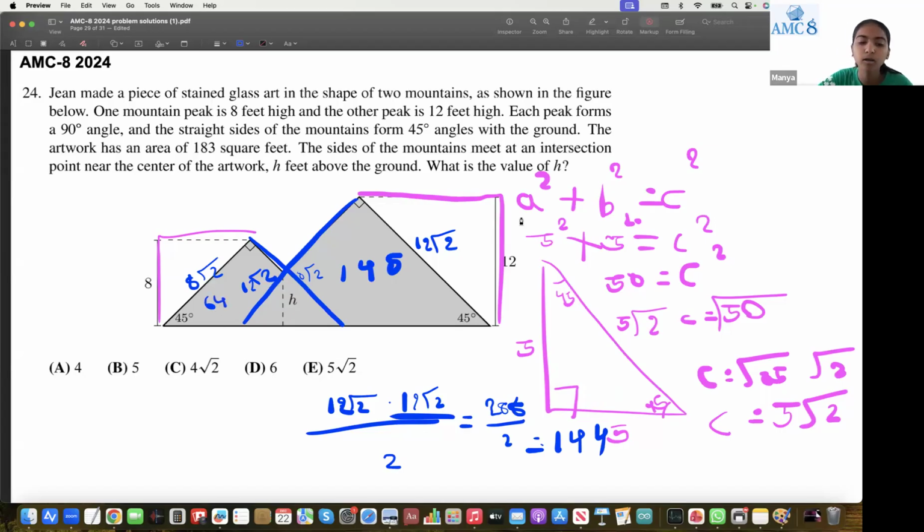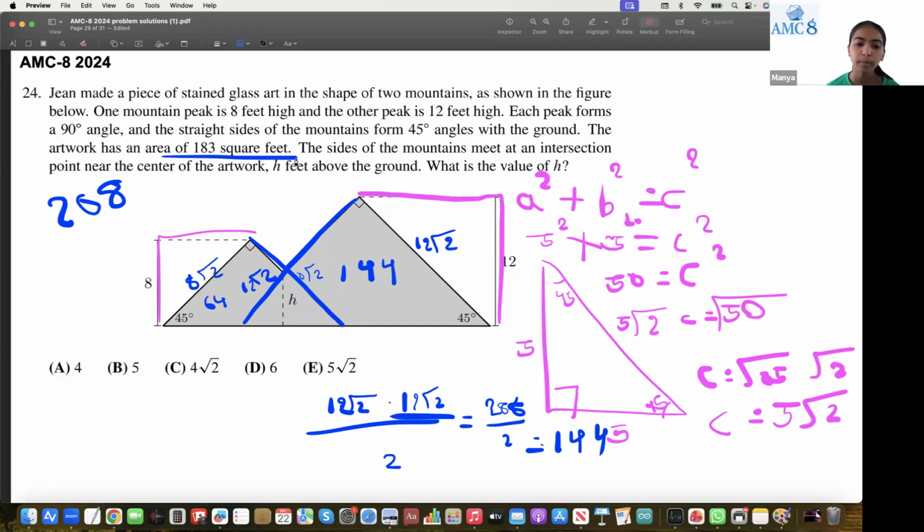Okay, and now we can add 64 plus 144, and if we add both of them up, then we will be getting 208. Now, we have a problem here. They said that the whole entire thing is 183 square feet, but we got 208.